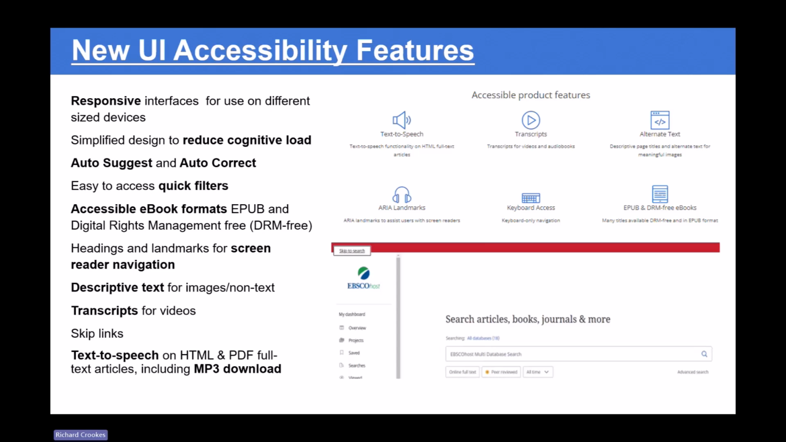Also, there's more descriptive text for non-text content, so for images and so on. There are transcripts for videos where appropriate. And also, in terms of the text-to-speech functionality, we have now included PDF full text articles. So in other words, not only can you download the MP3 file for HTML online content, but you can also do the same for any PDF article that's available too. And you can also listen to the reading of that online as well. So again, this is all in the name of supporting guidelines of WCAG, etc., and what's out there in order to ensure that the interface meets all the needs of a diverse group of users.